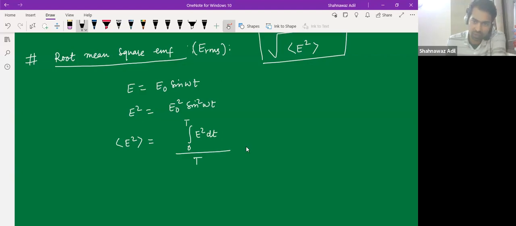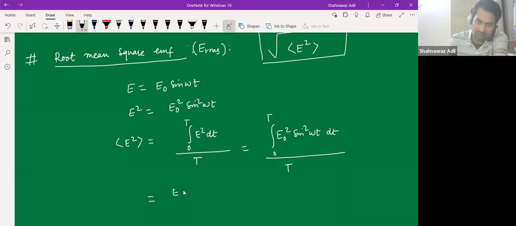So let us put the value. So this is E naught square and sine square omega t dt, and you have done the integration, right? Divided by T. So then you know that sine square function we cannot integrate, right? So how to integrate this function, right?